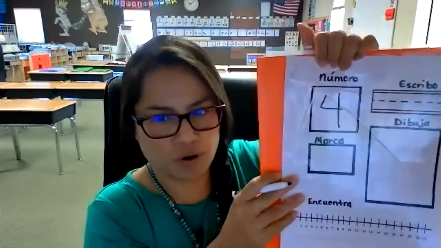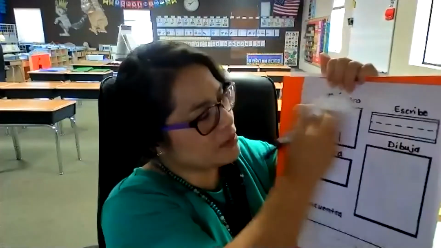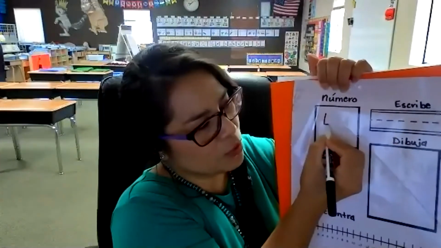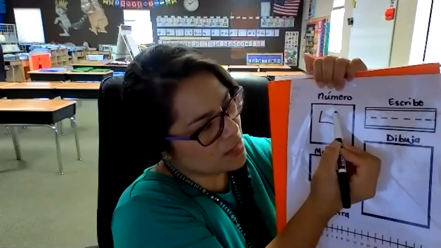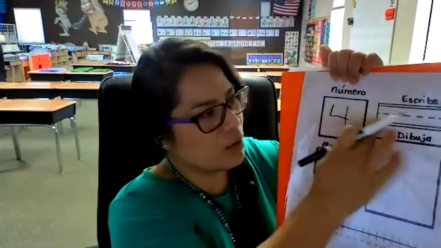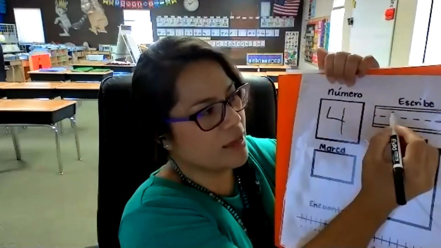Okay, so I'm going to write the number, and then you guys are going to write the word, draw in here, and then you're going to tally it. And then down here in the number line, we're going to find that number. Okay, so here we go. So the number is going to be number 4. Number 4, okay? Remember, when we write the number 4, we start at the top, go halfway down, then we're going to go across, then we're going to go up top again, and then go all the way down.